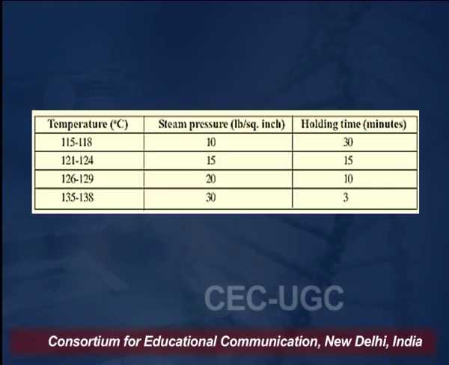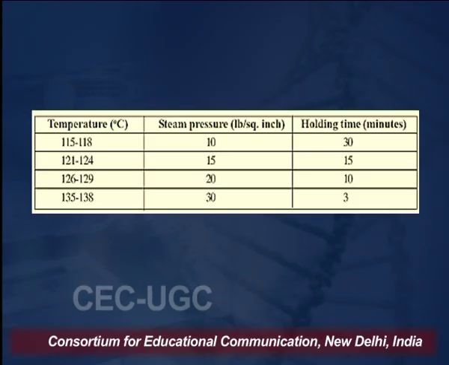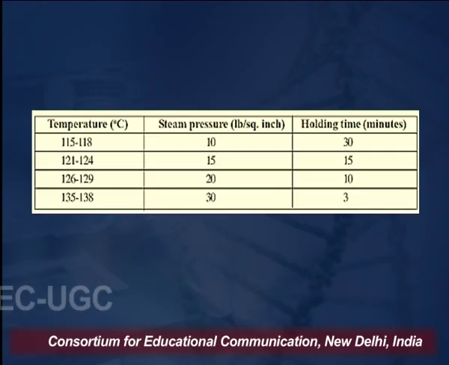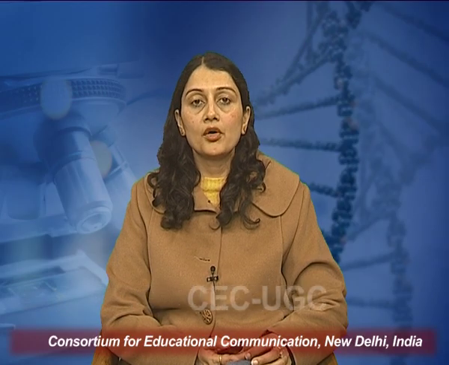If the temperature is 126 to 129, then the pressure has to be 20 and the time 10 minutes. And if the temperature is 135 to 138, the steam pressure has to be again 30 and the time will be reduced to 3 minutes. So, all this depends upon your design of experiment. For example, if you want to disinfect a microbial culture which you suspect can have thermophilic bacteria, then you will use the higher temperature, that is 135 to 138, because these bacteria can survive under high temperature as well.